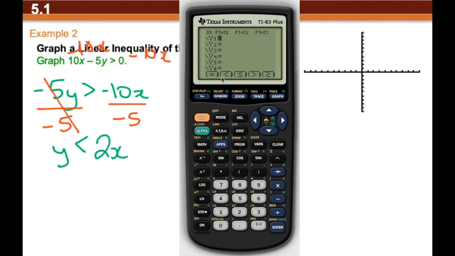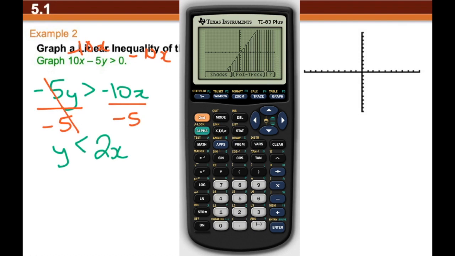So the sign I need is the second one. To change the sign, I need to press alpha and then the corresponding button. Arrow off of it, I need to input 2x. Graph it out. And you can see on this example, it is clearly a dotted line that we have.